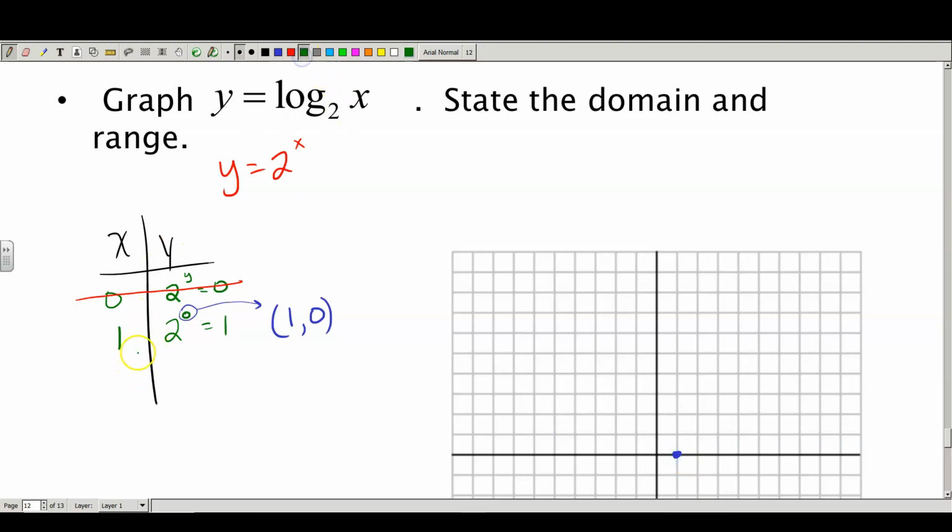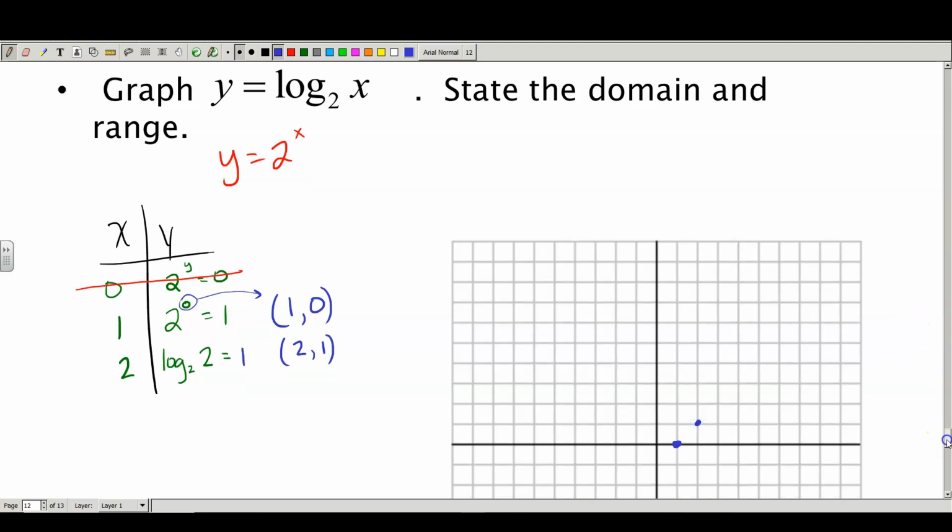Now what if I plug in another point? Let's plug in 2. I'm going to write it back in log form now. I'm asking myself the question, log base 2 of 2 equals what? In other words, 2 to the what is 2? I have to evaluate that. 2 to the 1 is 2. My answer here is 1. So I have another point, (2, 1). Now I can plot that.